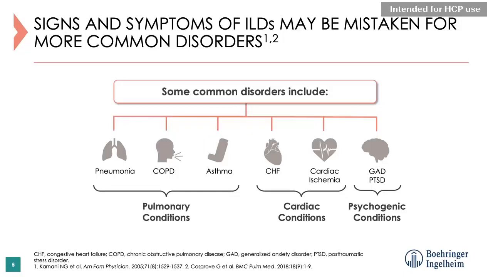Signs and symptoms of interstitial lung disease can be mistaken for more common disorders. Unsurprisingly, there's a lot of overlapping symptomatology between pulmonary conditions such as pneumonia, emphysema, or COPD, along with asthma, and other conditions like heart failure and coronary artery disease. And for that reason, we often see misdiagnosis in these patients.